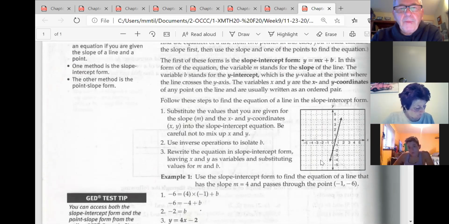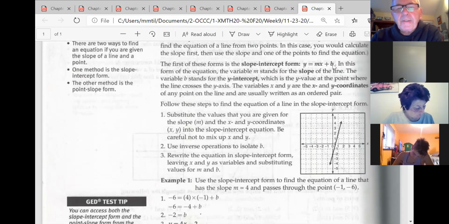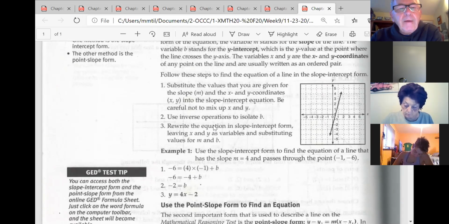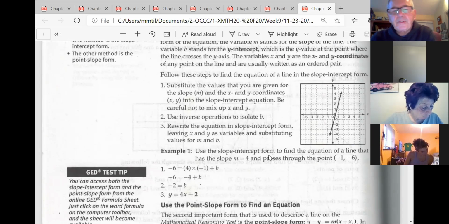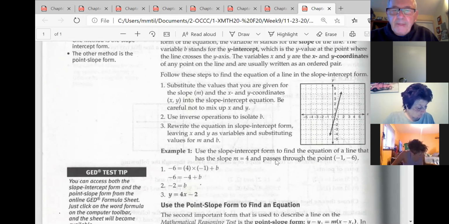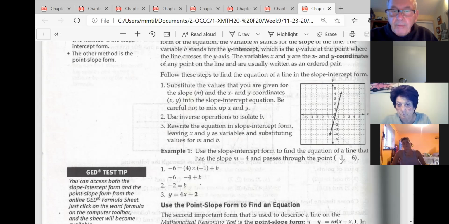Okay. And we'll go back to the first one. Slope intercept, y is equal to mx plus b. So on this example here, use the slope intercept to find the equation. We have the slope of 4, and we have 1 point. When we say slope intercept, intercept is where it crosses the y-axis. But in this particular case, it's a point. So we know the line passes through this point, -1 and -6. And it has a slope of 4.